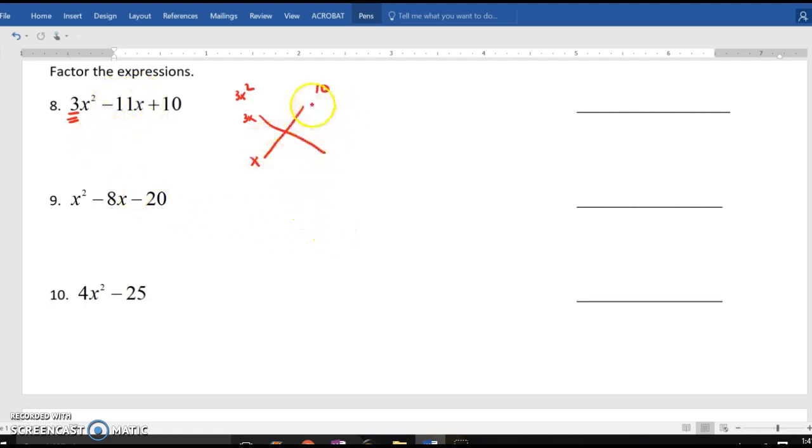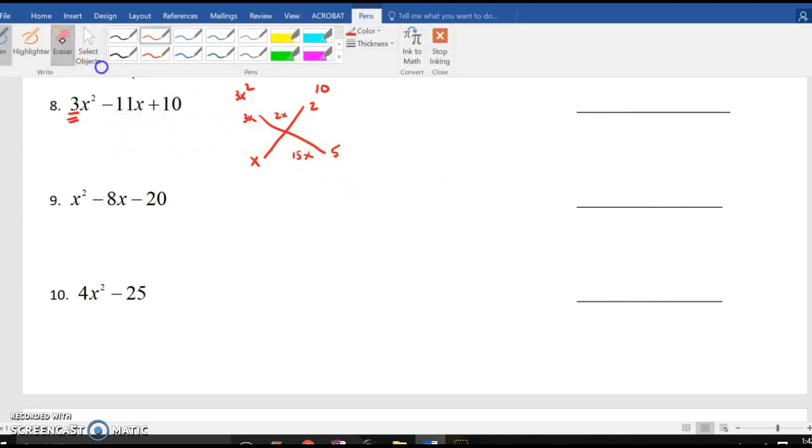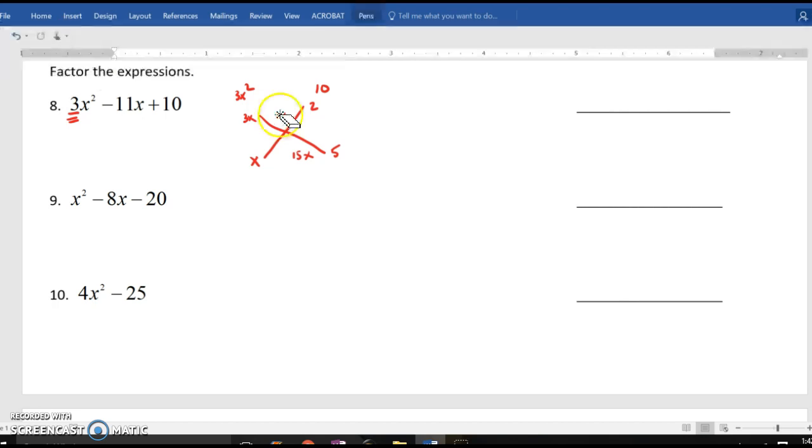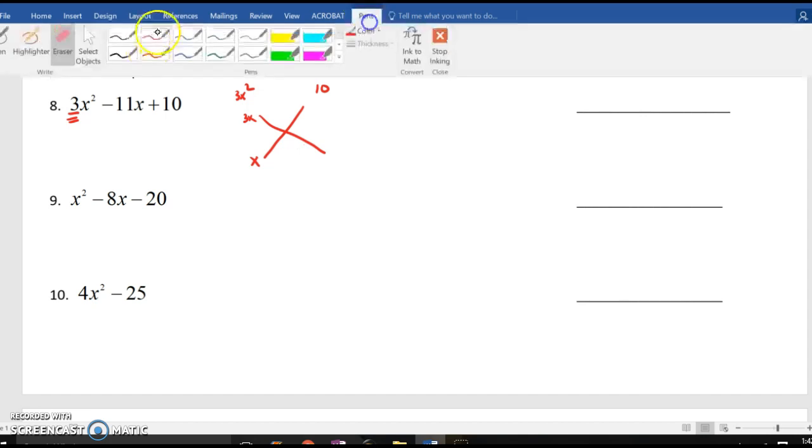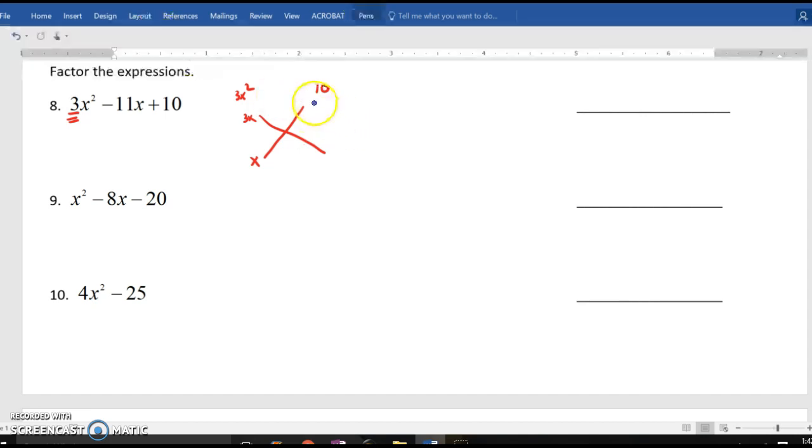So let's start with 5 here, 2 here. That's going to give me 15x and 2x. Will that give me negative 11x? No. So right away I know this isn't going to work. It doesn't even get me close. Okay? So I'll try another set.